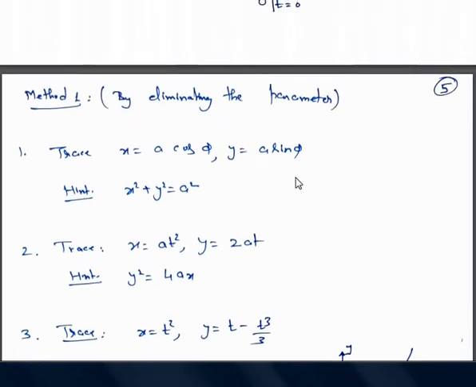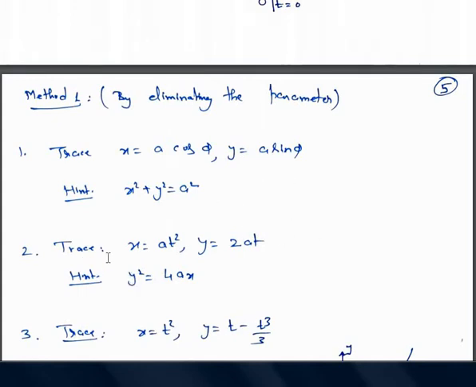Okay, suppose you have this curve. Trace x equals a cos phi, y equals a sin phi. Now eliminate phi. How do you eliminate? Square and add these two terms. So we have x square plus y square equals a square. Now this curve, what does this represent? This represents a circle having center at the point (0, 0) and radius a.